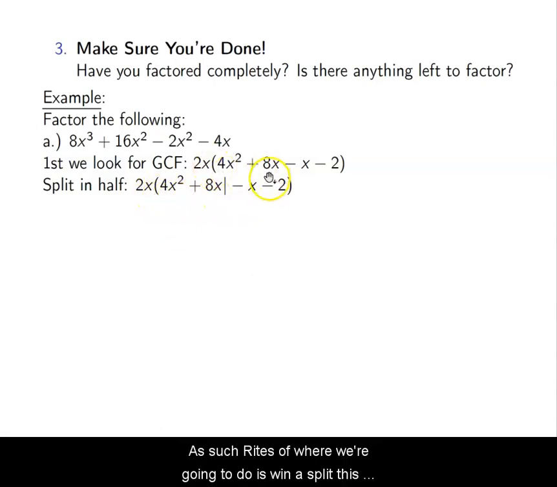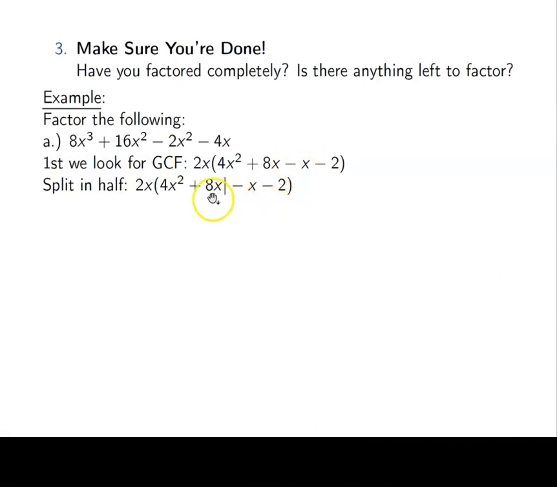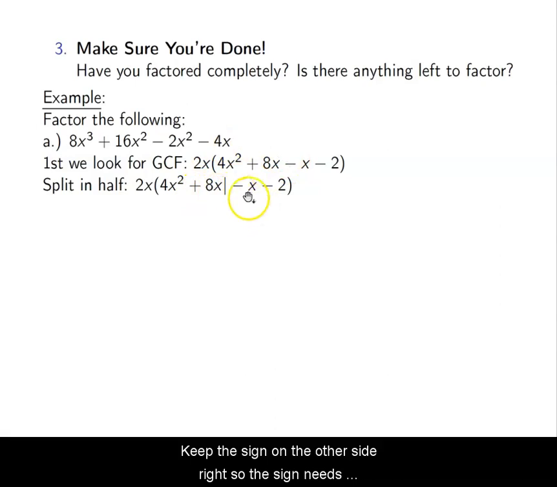As such, what we're going to do is split this in half. I'm just drawing a straight line. Generally, I use a dotted line, but obviously you see this is all in print, so I can't do the same things I would do if I was handwriting this, but it doesn't really matter. I'm just splitting this in half. So I have the 4x squared and 8x on one side, the negative x minus 2 on the other side. When you split it in half, the third term should keep the sign that it has. So this is a negative. I'm not going to draw the line in front of the x and keep the sign on the other side. The sign needs to stay with the term that it's with.